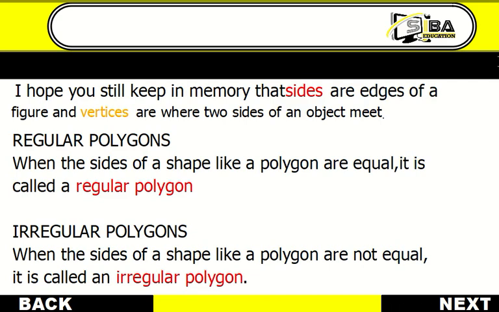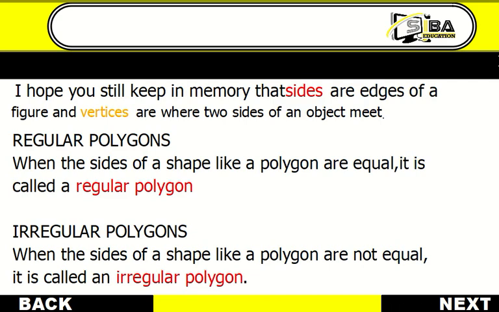Regular polygons. Now, what is a regular polygon? When the sides of a shape like a polygon are equal, it is called a regular polygon. I repeat, when the sides of a shape like a polygon are equal, it is called a regular polygon. Meaning, when you have a figure there and you count the sides, and you see that the length of every side of that figure is the same as the other, then you say yes, it is a regular polygon.